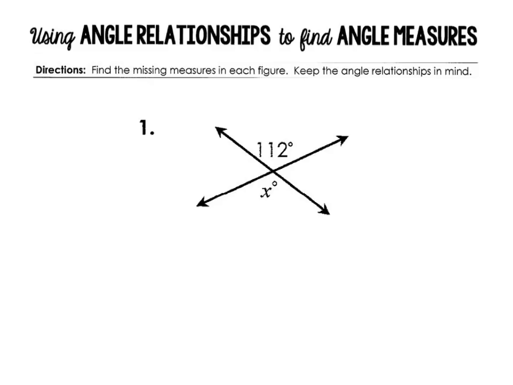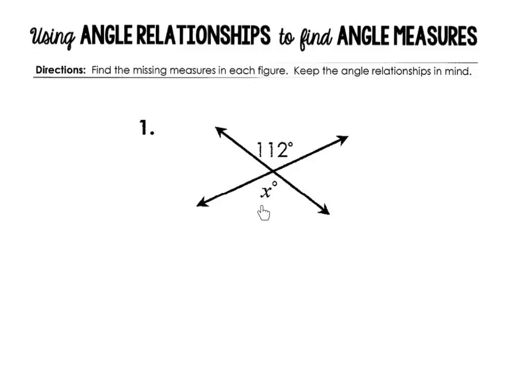All right, now we can use angle relationships to find angle measures, and sometimes it involves a little algebra. Sometimes it just involves some simple addition or subtraction, but we have to know our angle relationships in order to find the missing measures. All right, so with example number 1, these two angles, we're dealing with this angle right here and this angle right here. We need to find angle x.